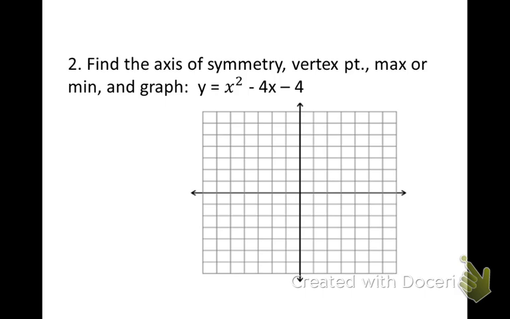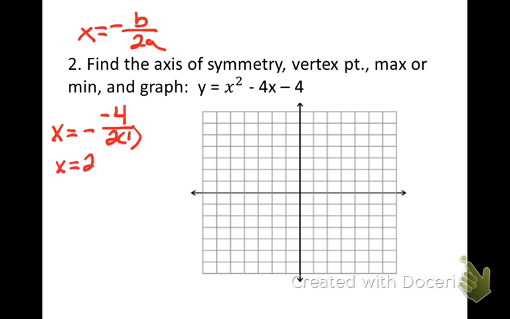Next, we learned some other things we could use. We can use the axis of symmetry, so we need to remember that formula. X equals negative b over 2a to find the axis of symmetry, and then we can find the vertex point, maximum, and then graph using that information. So if we want to use that, we're going to get x equals negative, in this case b is negative 4, over 2 times 1. So negative 4 divided by 2 would be negative 2, and then the opposite of negative 2 would be 2. So x equals 2 would be my axis of symmetry.